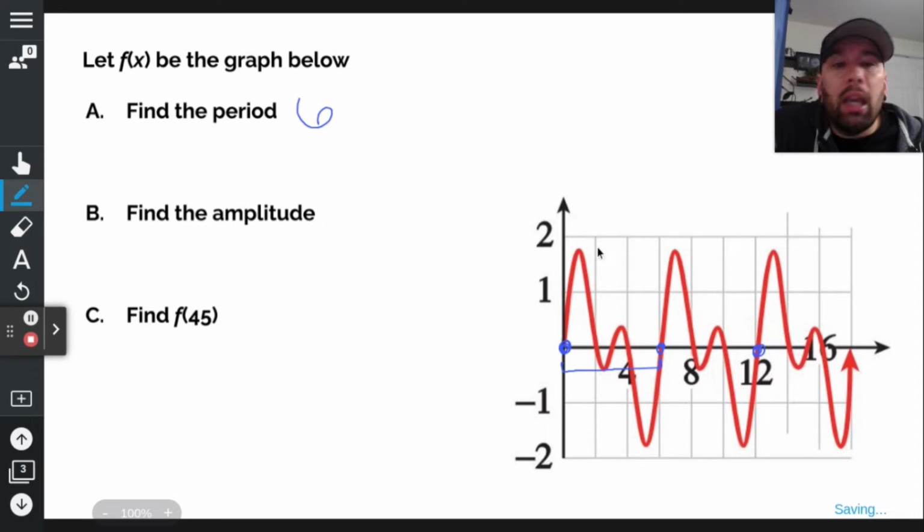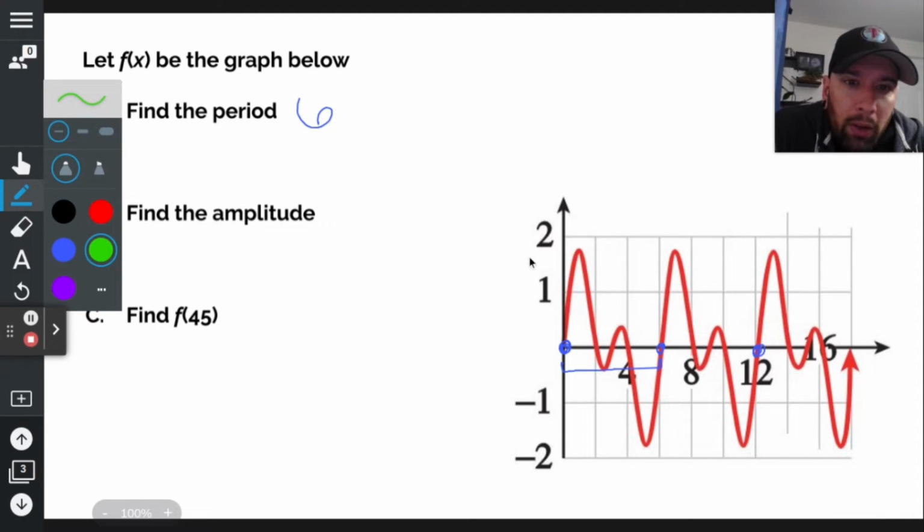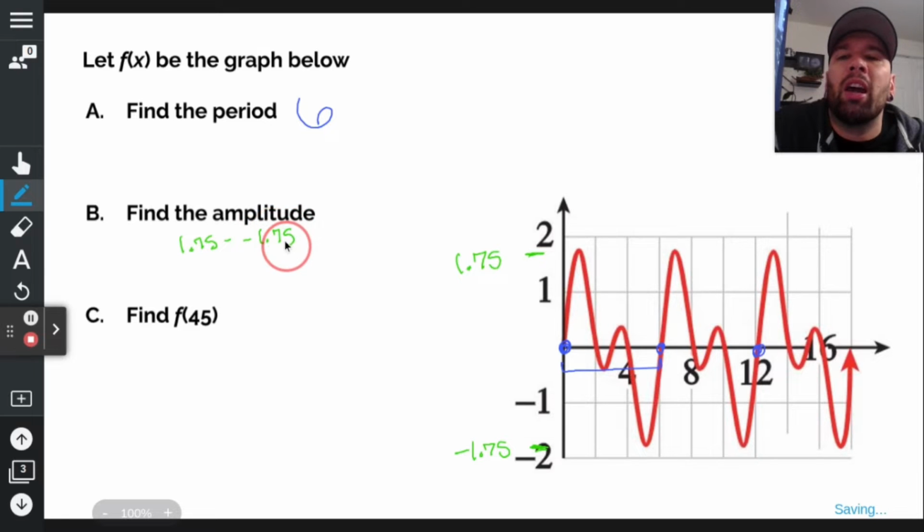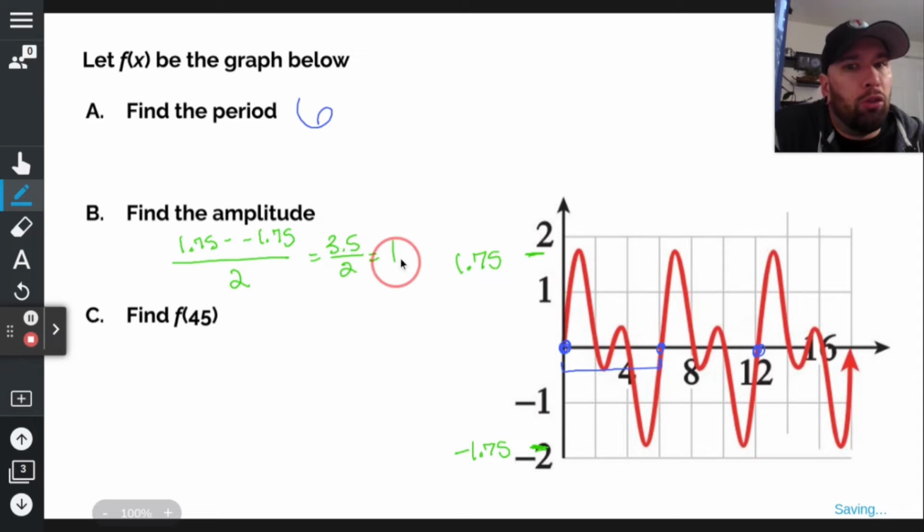The amplitude is, a lot of people think, oh, the amplitude is the very tippy top to the very bottomy bottom, and that is simply not true. It's the very tippy top to the very bottomy bottom divided by 2. So I'm going to guess that the very tippy top is 1.75, and maybe the very bottomy bottom is negative 1.75. The math way of calculating this would be 1.75 minus negative 1.75, because that's how you find the total height. Divide that by 2. So that would be 3.5 divided by 2, which is just 1.75.